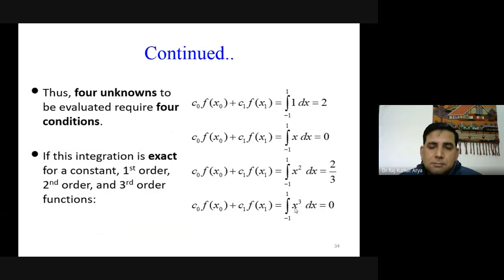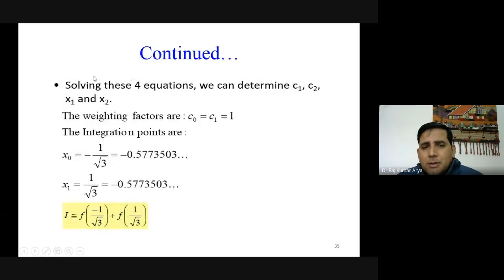Now, once we know that, we want to calculate what should be your C0 and C1. If you want to solve the previous four equations, then you can solve it for x0 and x1. For the weight factors, you have given 1 here. So x0 is coming -1 by under root 3, which is -0.57. X1 is given as positive. So this is practically what you have calculated for 2-point Gauss Quadrature, and these are the points.